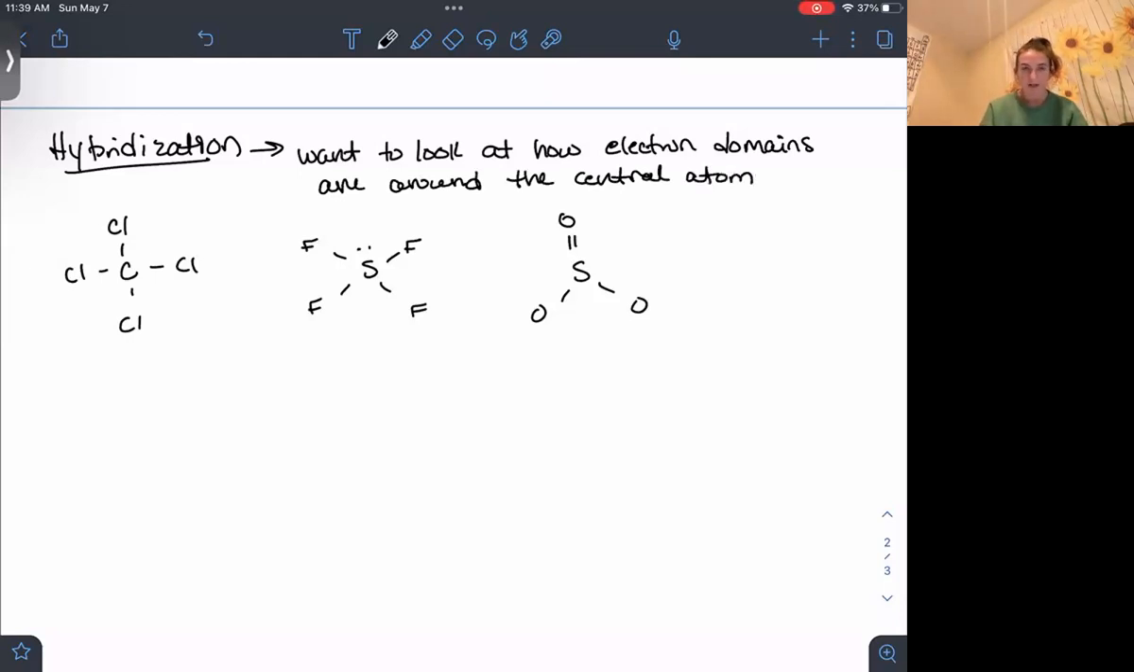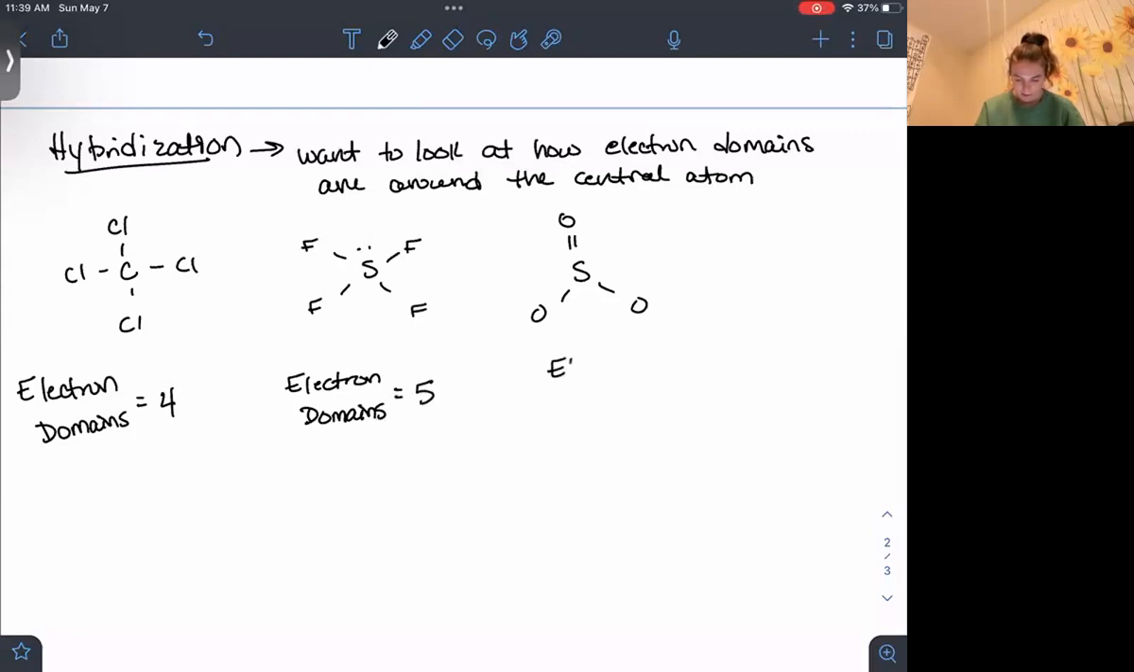Okay. How many electron domains are around carbon in CCl4? Yes. Yep. We have 4 electron domains, right? It can be either a lone pair or a bonded electron. How many electron domains are around SF4? Good. And how many around SO3? Awesome. Okay. So whether you have 4 or 5 or 3, that's going to be how many total orbitals you want in your hybridization or in your hybrid orbitals.